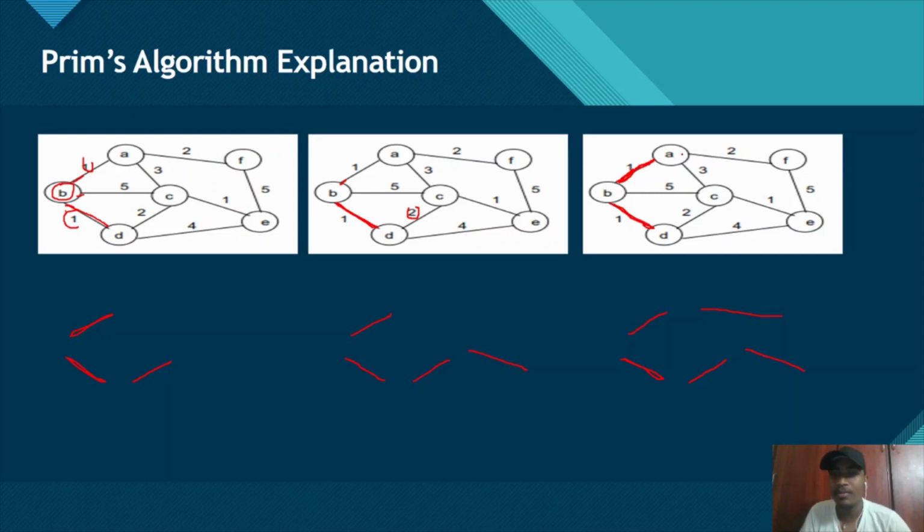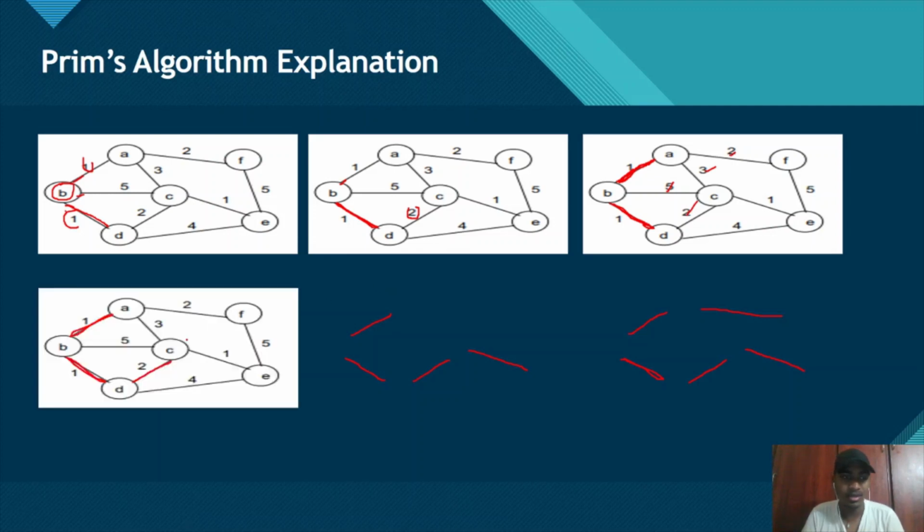Now same from A. There is AF edge and AC edge and AB edge. AB edge is already selected, and now what is the least from 2, 3, 5, 2? That is DC, 2 is the least. So you can select AF and DC. From now, I am selecting DC as my edge.